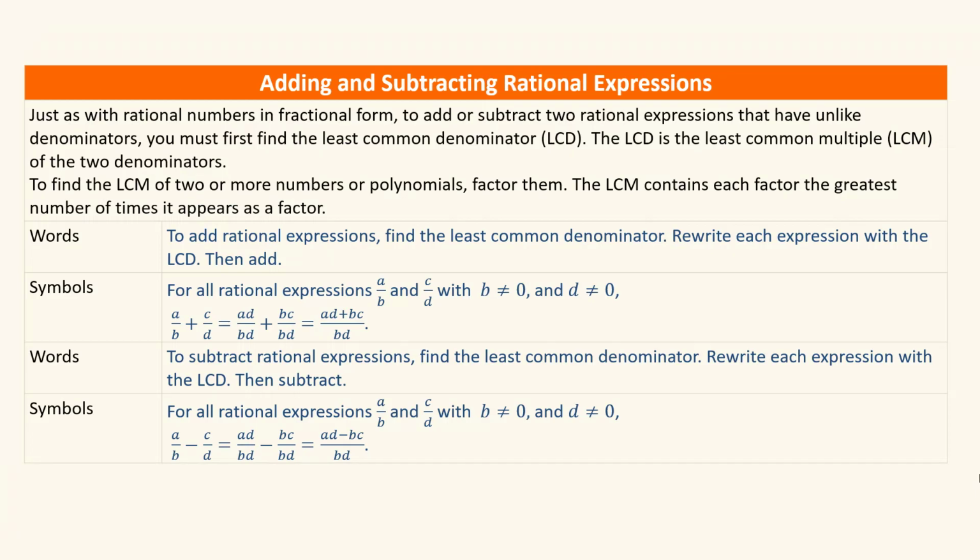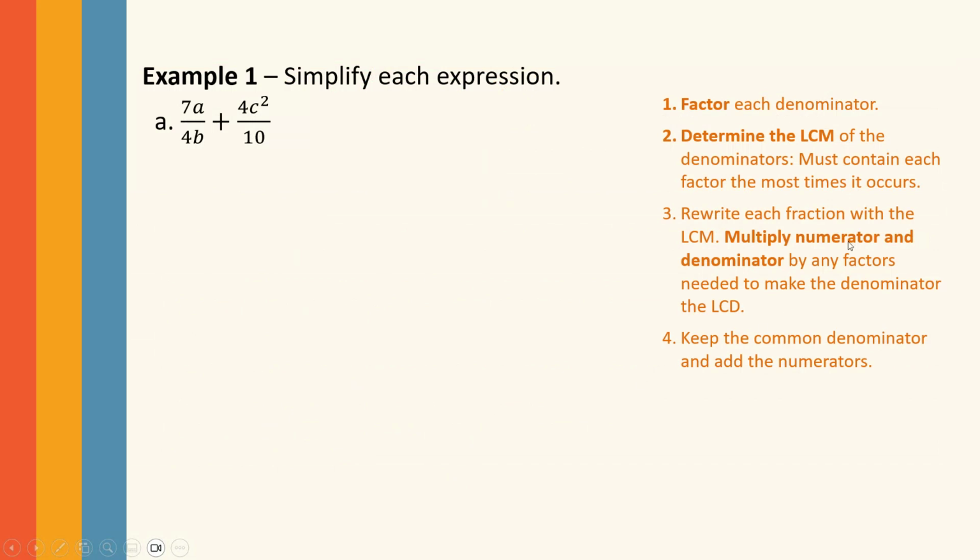To find the least common multiple of two or more numbers or polynomials, factor them. The least common multiple contains each factor the greatest number of times it appears as a factor. So I've recapped those steps here for adding these expressions. First, we will factor each denominator. So our denominators are 4b and 10. 4 is 2 times 2, and then 10 is 2 times 5.